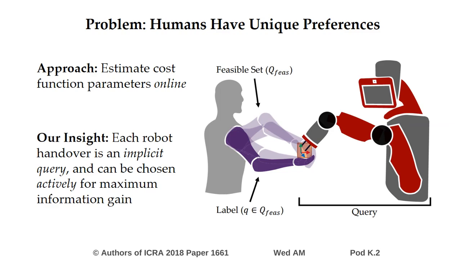Our insight is that we can treat the robot's action choice in each handover as an implicit query, and the human's chosen action as a label. Since we get to choose the robot's actions, we can choose those actions to maximize information gain.